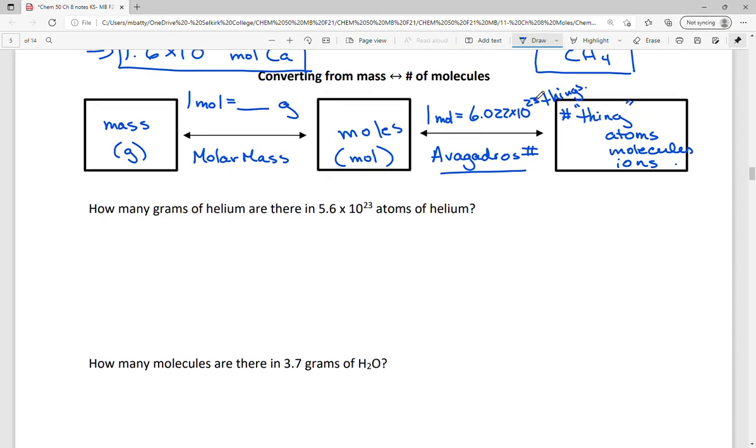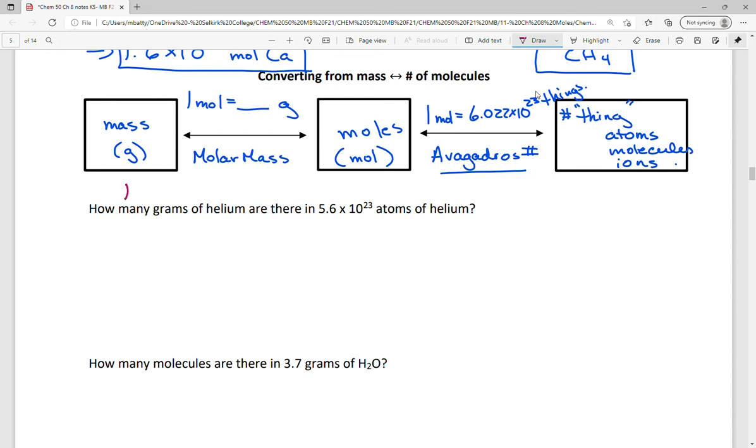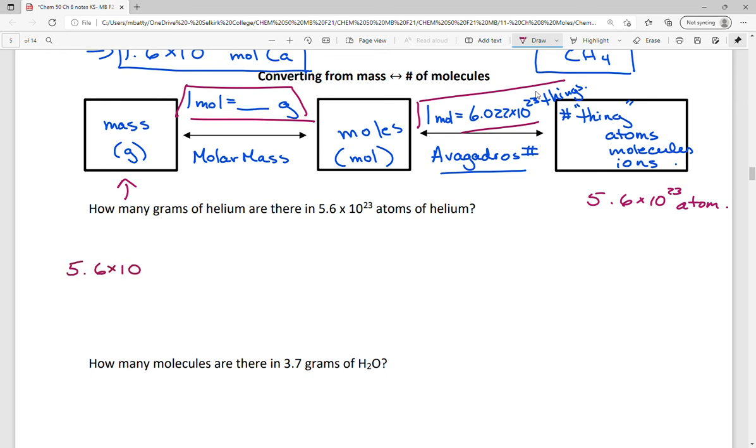So if I take a look at this, we want to know how many grams of helium. Where we're going to is over here, right? That's where we'd like to know. But we have 5.6 times 10 to the 23 atoms. So we're going to start with what we know and use both of these unit factors to convert to where we're going, which is number of grams. So we start with 5.6 times 10 to the 23 atoms of helium.